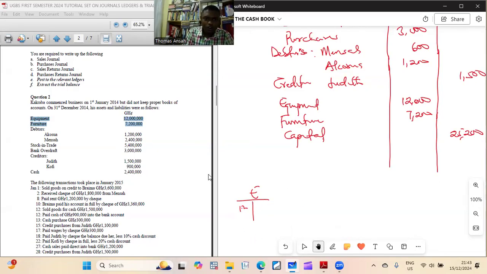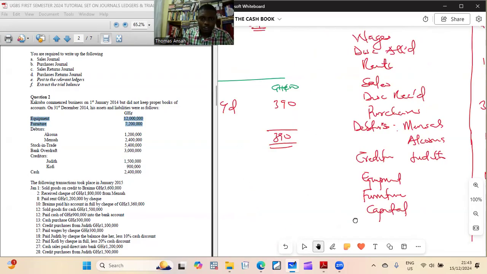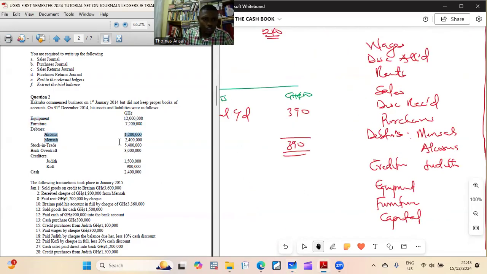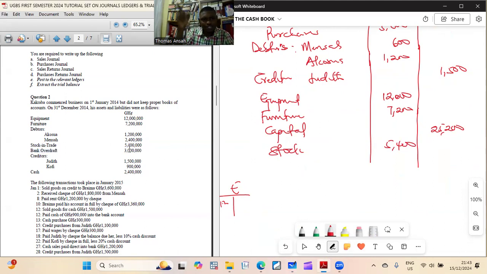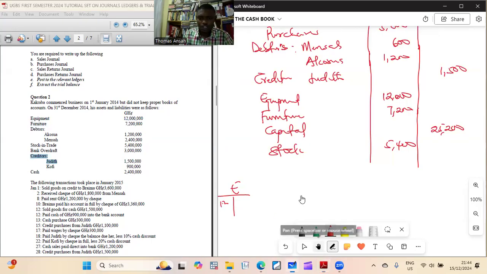So basically, that is that for all the items. But good news is that for Akosua, we did it in Akosua's account. Mensah, we did this. Stock in trade is there. It's also an asset. It is still there. So stock in trade, stock. We didn't do anything to the stock. So that one too will still be 5,400. It is still there. Bank overdraft. Don't forget, we did it in the cash book. Creditors, we have done Judith and Kofi. Cash is also in the cash book. So that is that. So let's go and close.